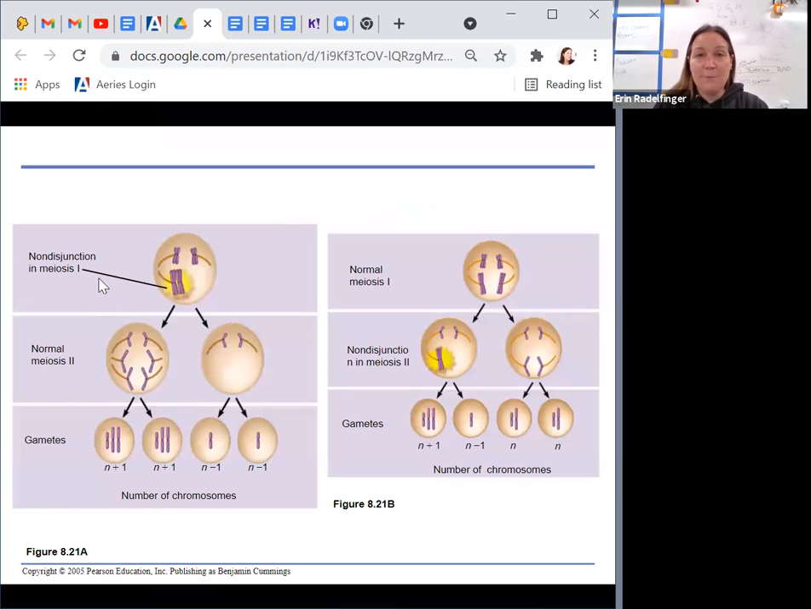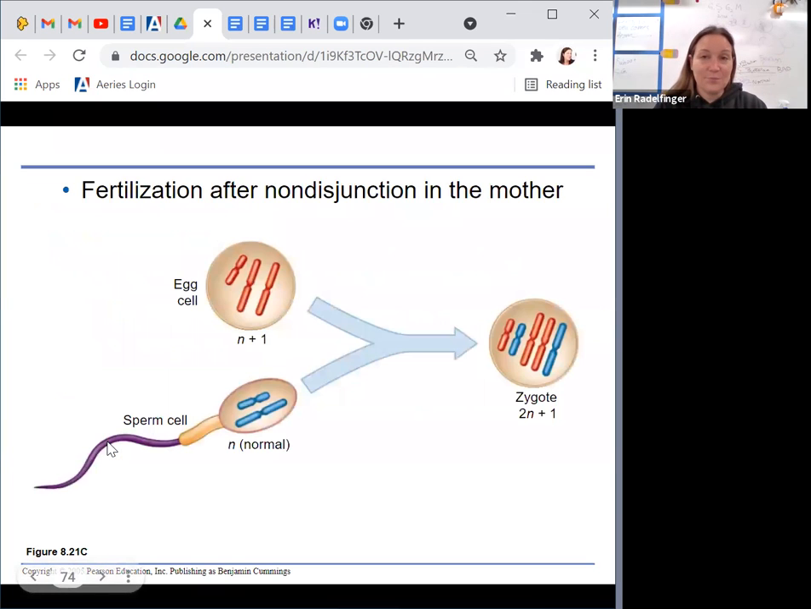So here you can see our nondisjunction, our homologous pair, they stay together and we end up with an extra set of DNA. Now, the other thing that can happen is we then have that egg with an extra chromosome and it gets fertilized by the sperm. And now we have a zygote or our baby with an extra chromosome. We have our birth defects.